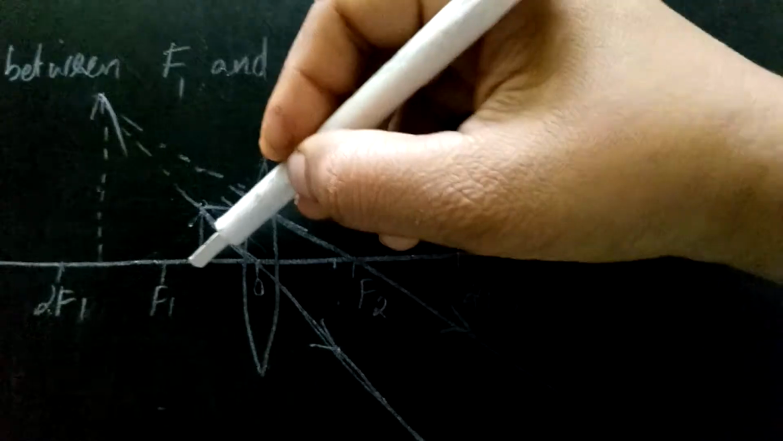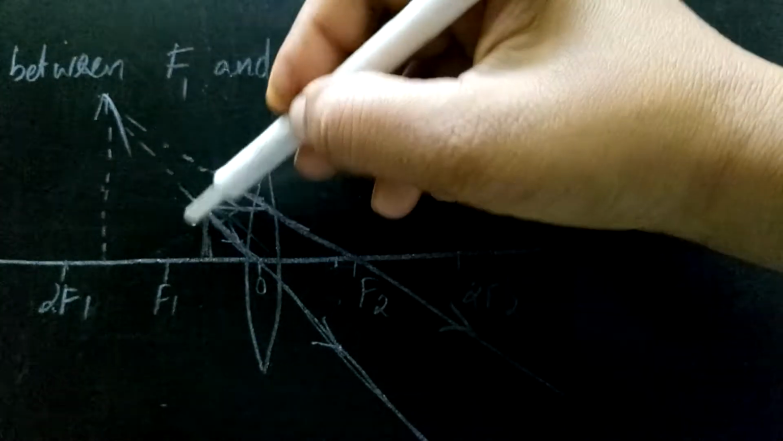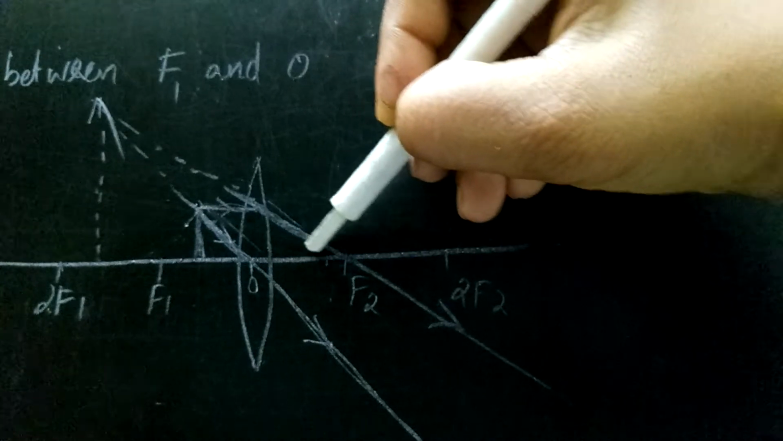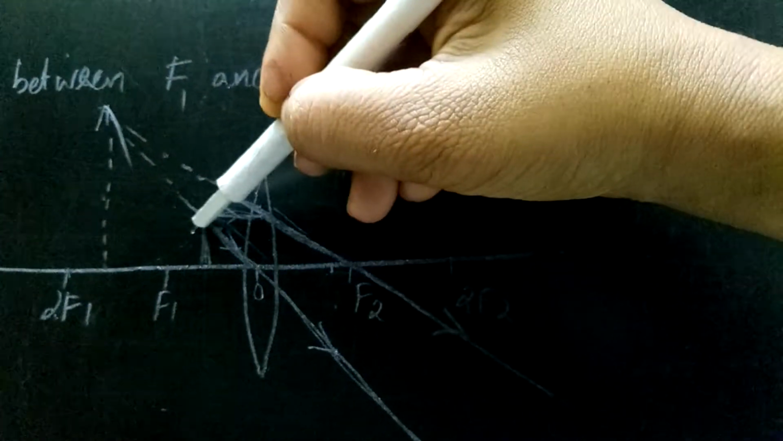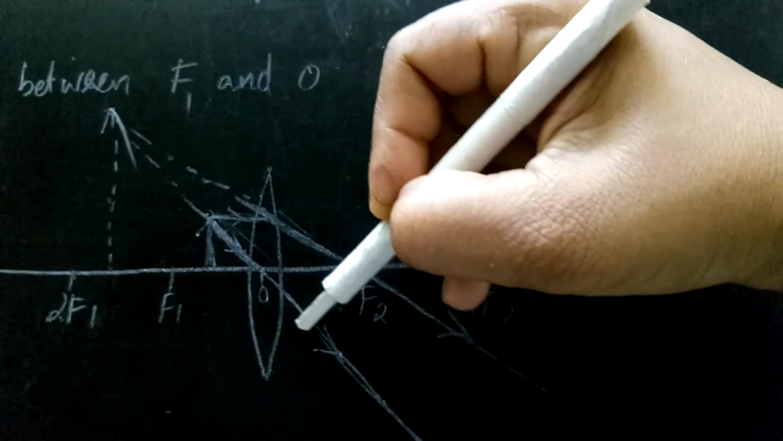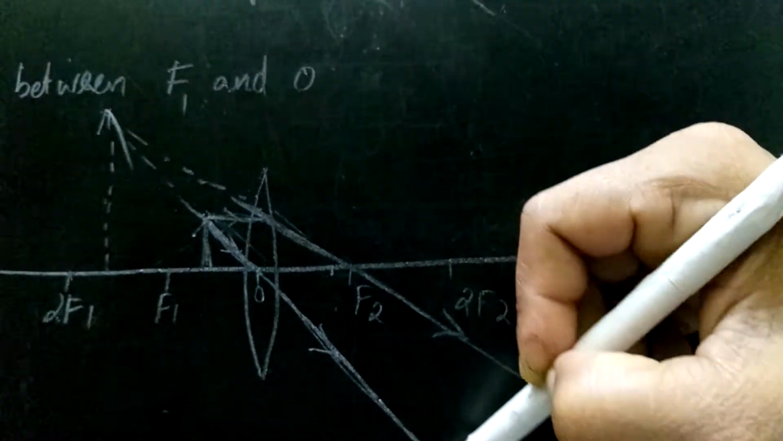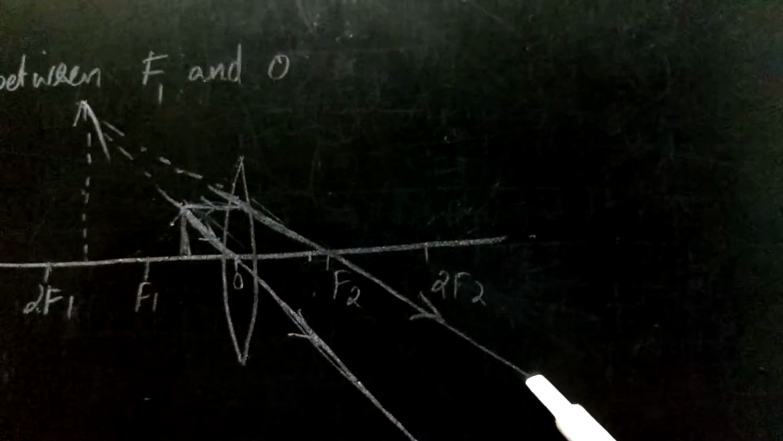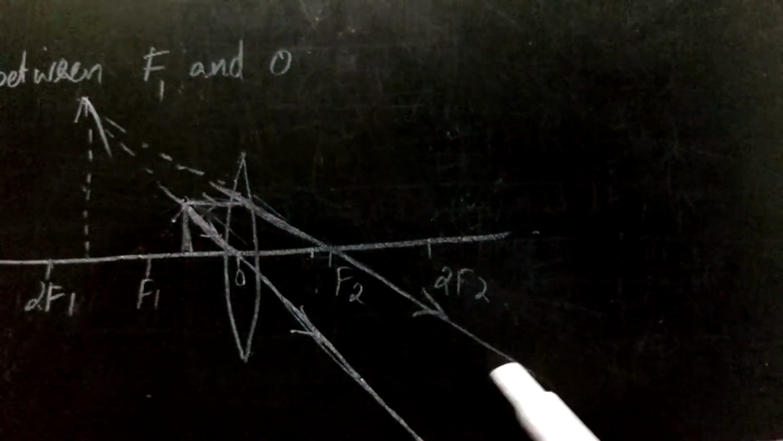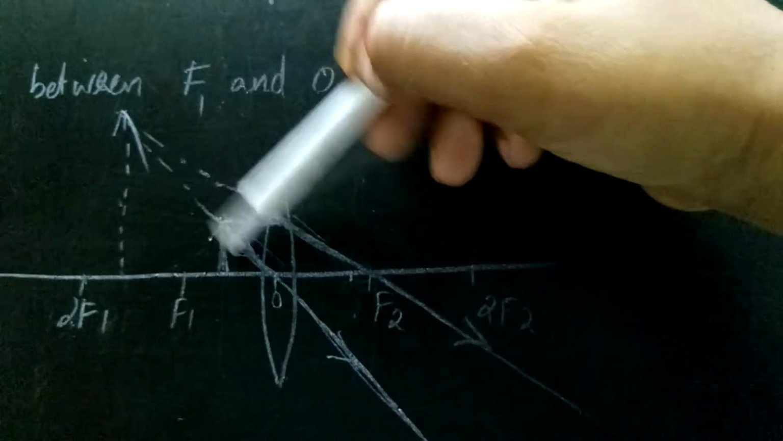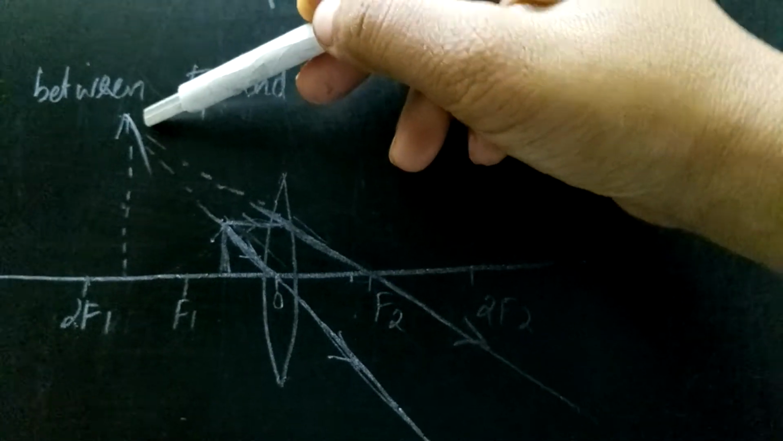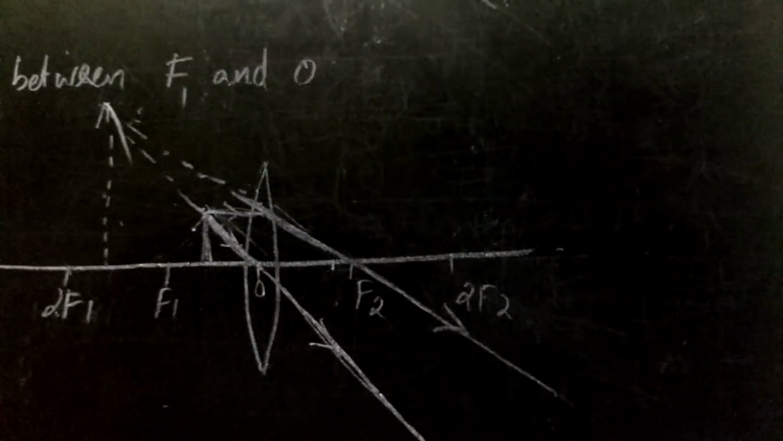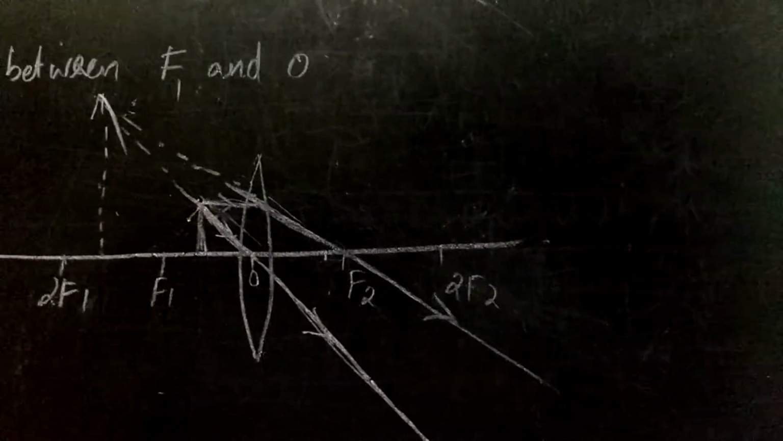So when the object is between F1 and O, the first light ray parallel to the principal axis, after refraction, passes through the principal focus. The second light ray passing through the optical center passes without any deviation. So these two refracted light rays diverge from each other. These divergent light rays appear to come from a point where the image is formed. So it produces a virtual, erect and enlarged image.